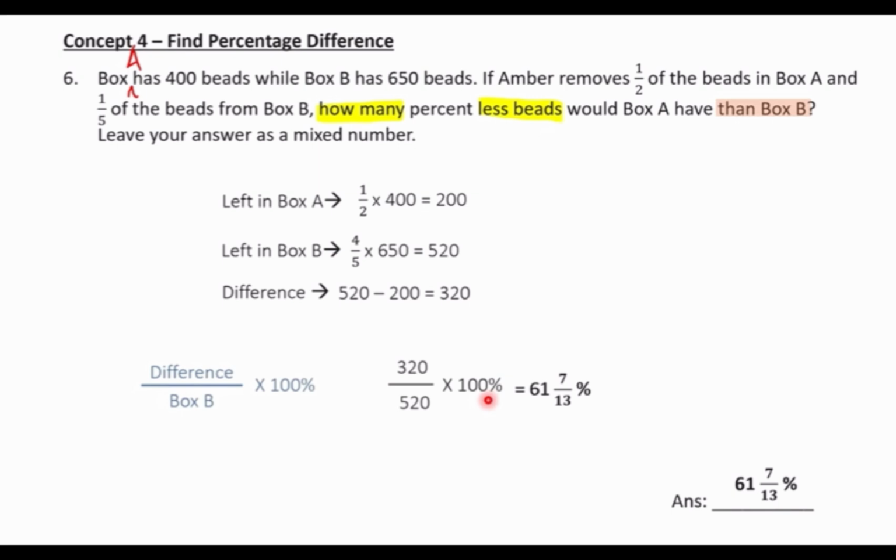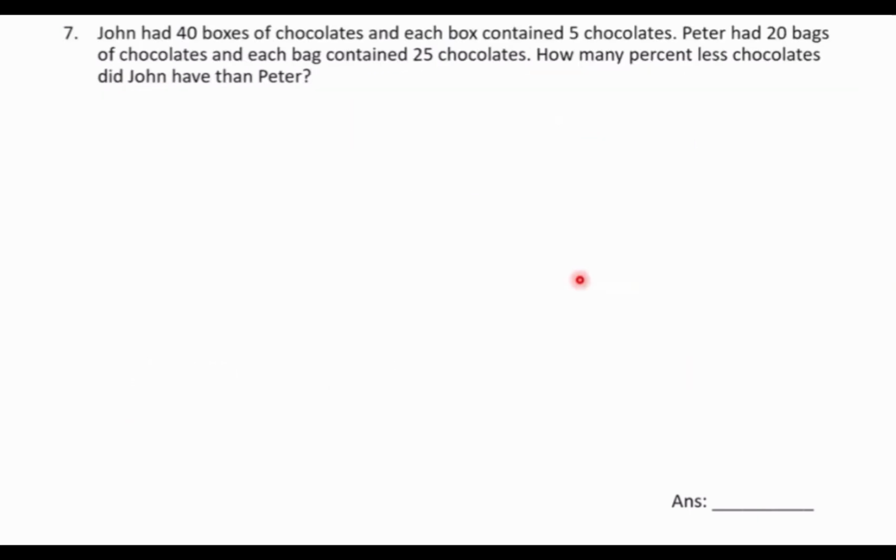So for those who got this one wrong, you check the last step. It has to be difference over who. It must be that the "then" thing is the denominator. Okay, let's move on to 7.